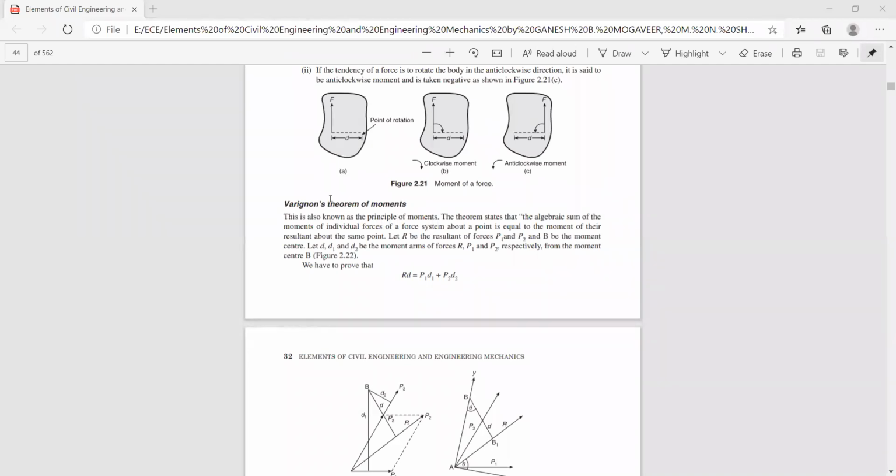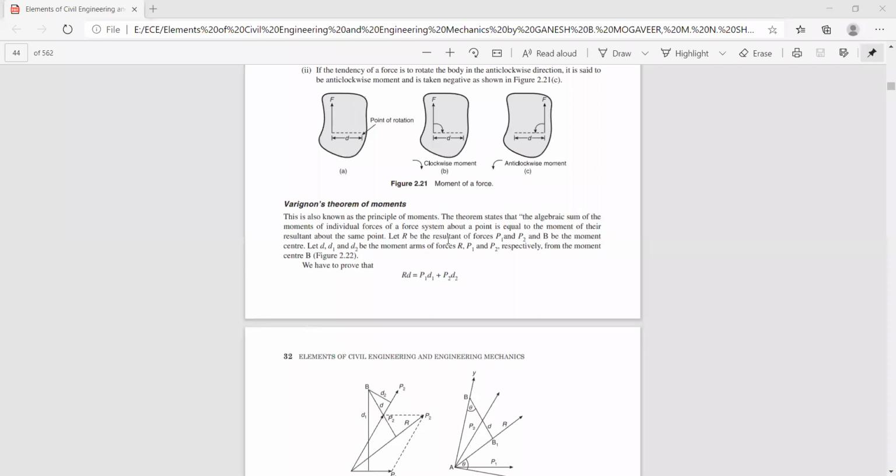In the examination, the question may be asked indirectly: they may ask it straight as Varignon's theorem, or it can also be called the principle of moments. So the theorem states that the algebraic sum of moments of the individual forces of a force system about a point is equal to the moment of their resultant about the same point. Or you can make the statement like this: the moment of the resultant of a given force system about any point will be equal to the algebraic sum of the moments of the individual forces about the same point.